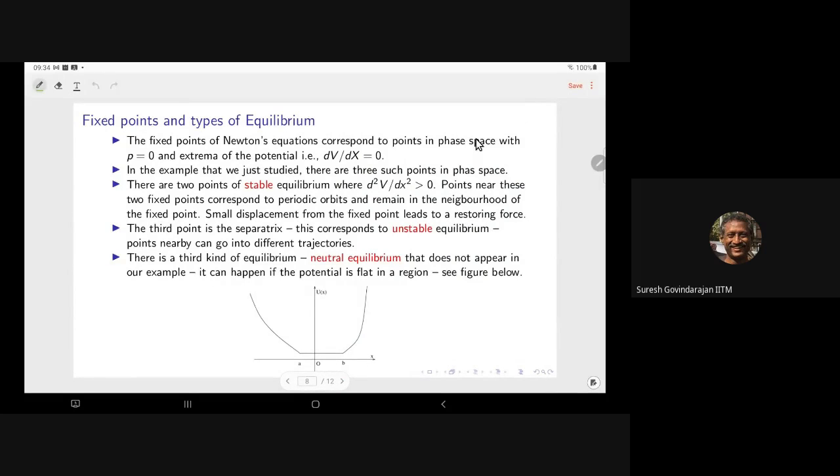And in the example that we just studied, there are 3 such points in phase space. There are 2 points of stable equilibrium where d²V/dx² is greater than 0, and points near these two fixed points correspond to periodic orbits and remain in the neighborhood of the fixed point. Small displacements from the fixed point lead to a restoring force. The third point is the separatrix, and this corresponds to unstable equilibrium. Points nearby can go off in completely different trajectories.